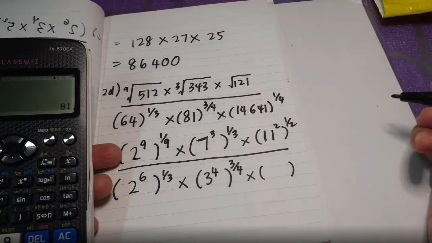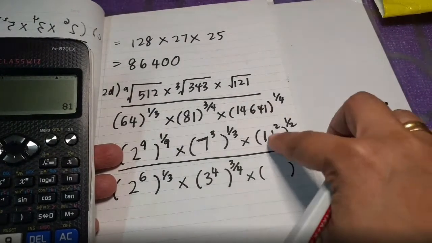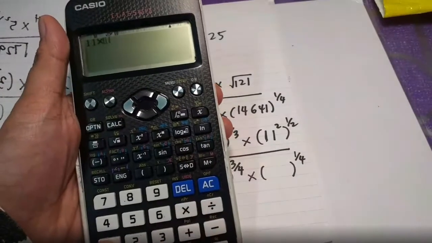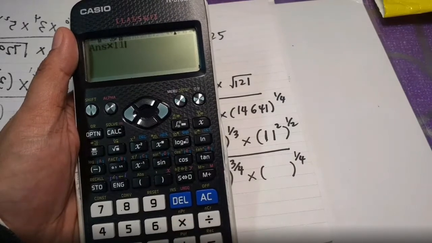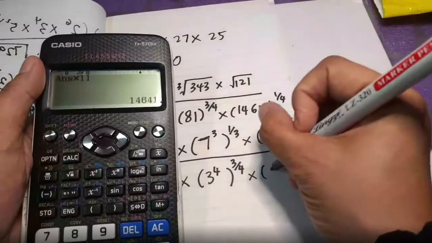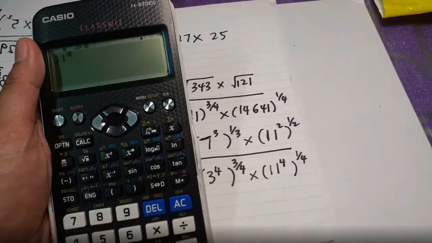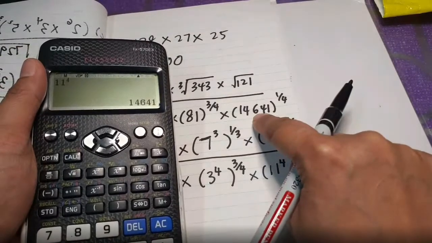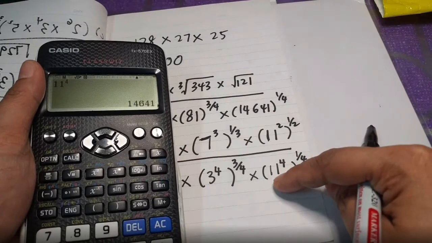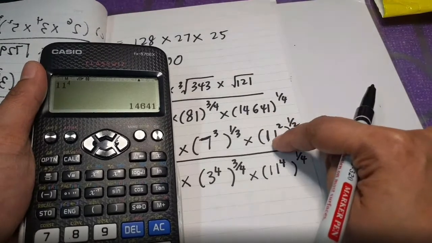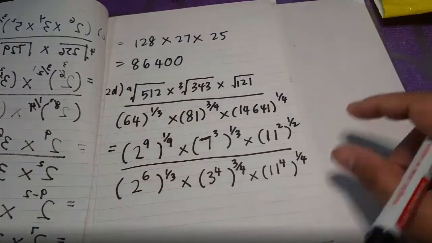Multiply. 14,641. Maybe the base is 11. Okay, maybe. So we try with 11. 11 multiply 11. 2, 3, 4. Oh, yes, 4. So 11 to the power of 4. Okay, so double check. 11 power of 4. Yes, 14,641. Correct. Okay. How do I know 11? Look at the one above. 11. Maybe it is the same. So we just try. That is called try and error. Okay, next.